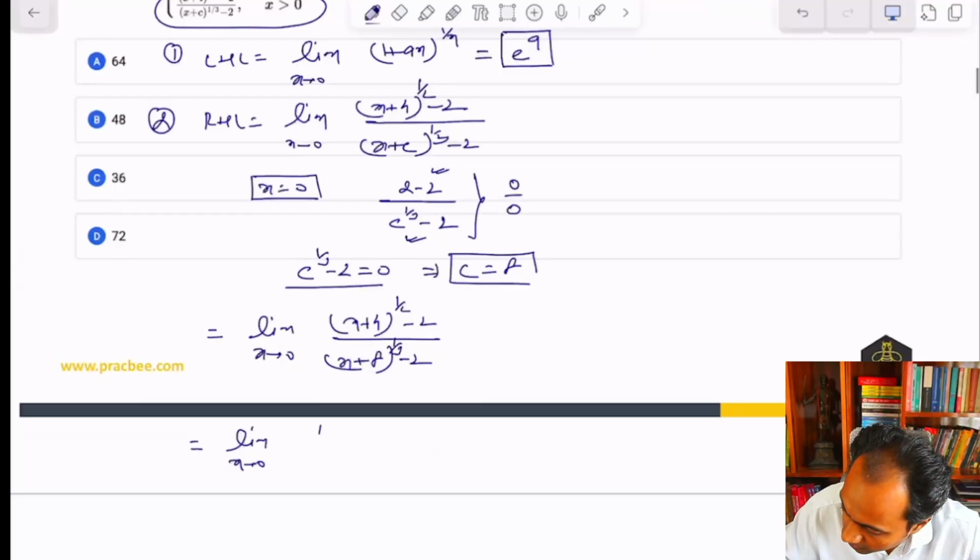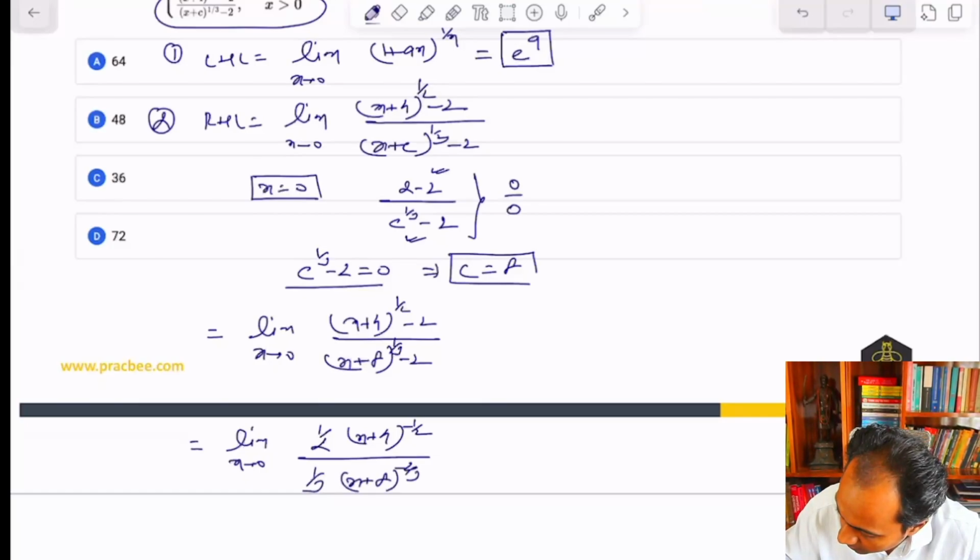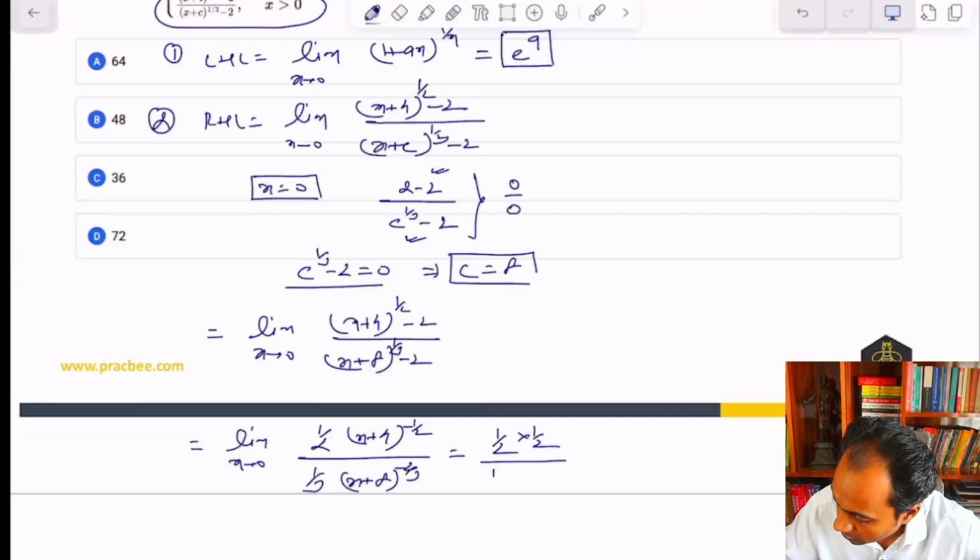So the numerator will come out to be 1 by 2 (x plus 4) raised to the power minus 1 by 2. Denominator becomes 1 by 3 (x plus 8) raised to the power minus 2 by 3. If you put x as 0, this becomes 1 by 2. This part also becomes 1 by 2. This is 1 by 3 into 1 by 4. As a result, the answer comes out to be 3.